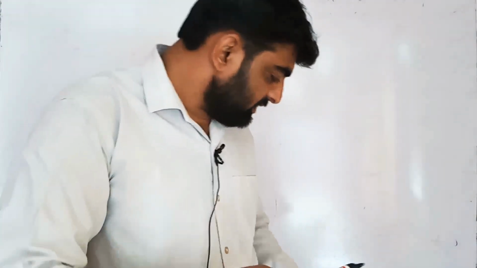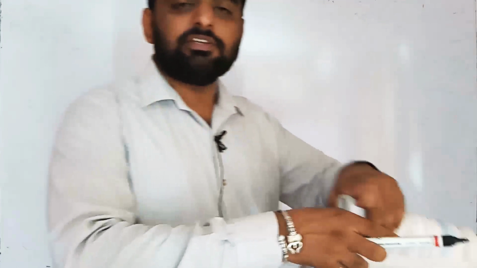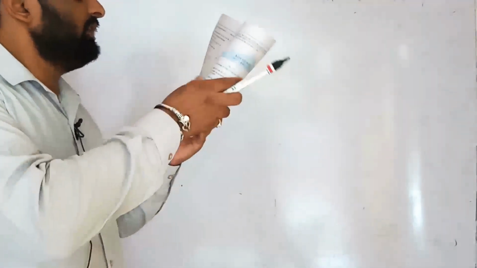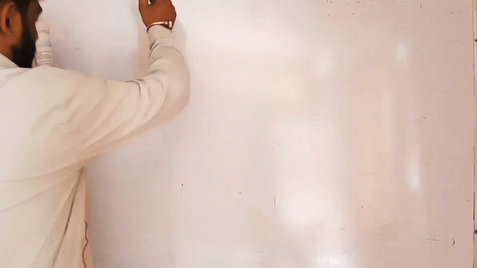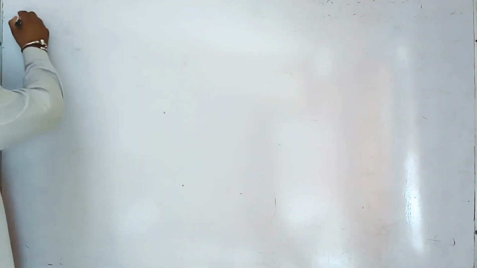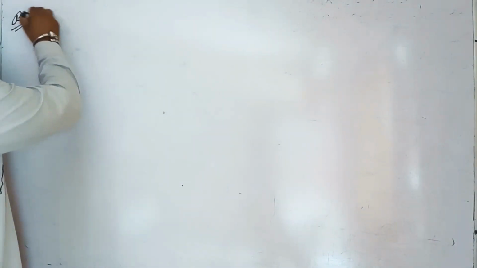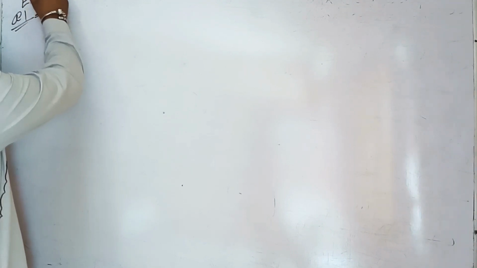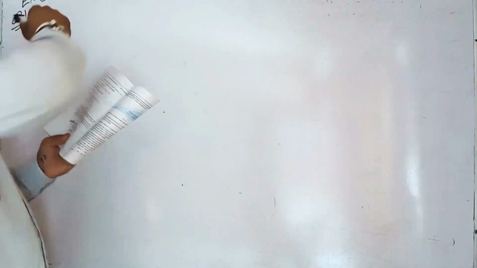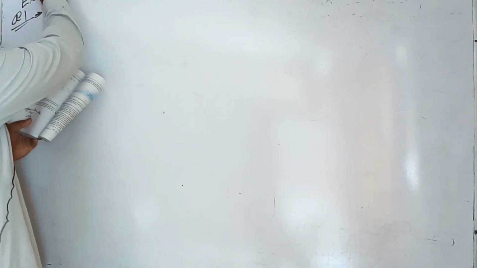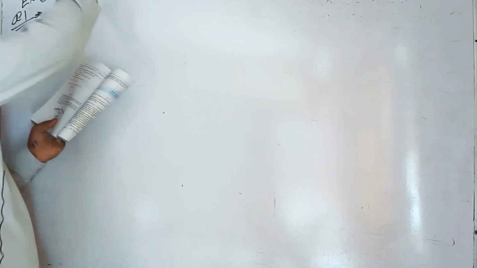Today we are discussing the solutions of exercise 12.1, students. In the previous video we discussed the examples of Heron's formula. Now we will start with question number 1 of exercise 12.1. So, what is the question? The page number is 202, students.